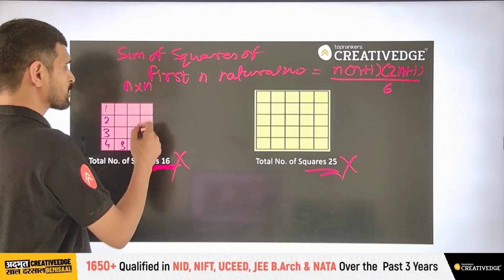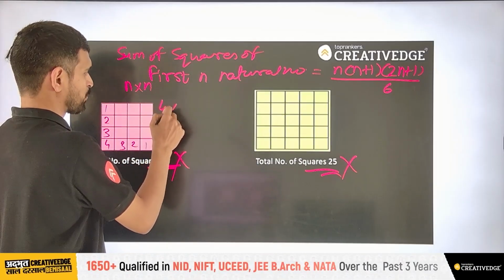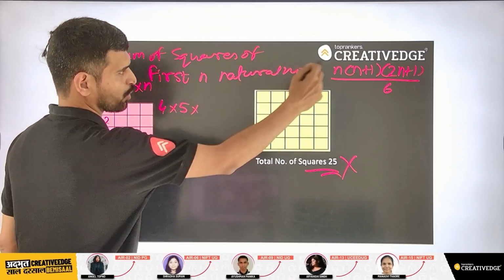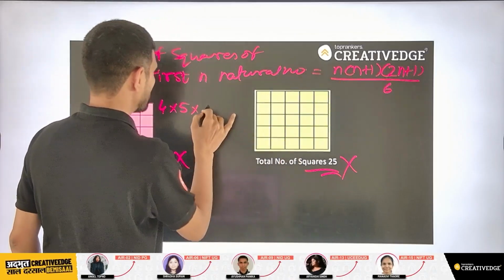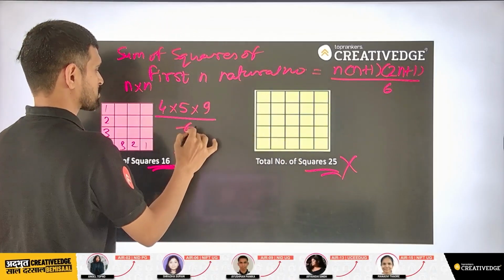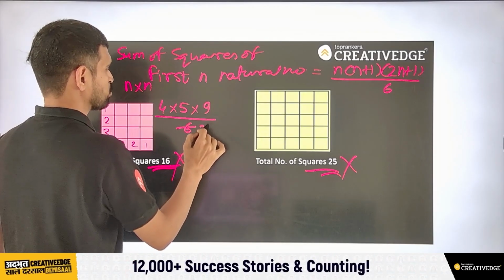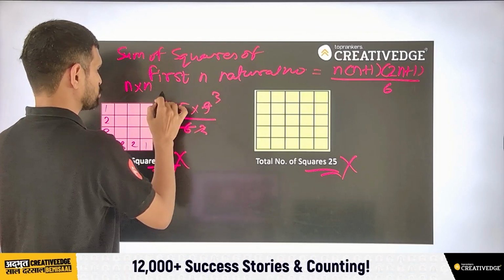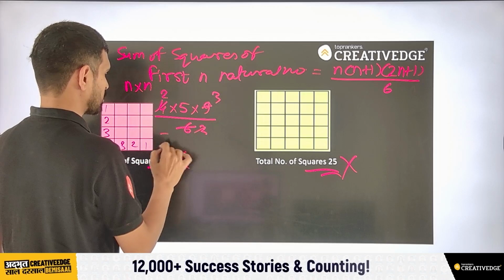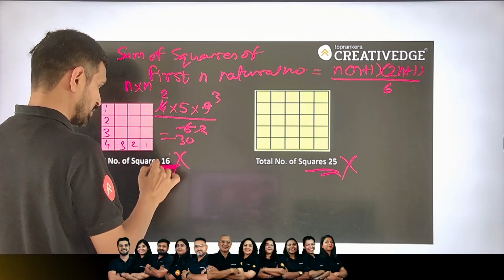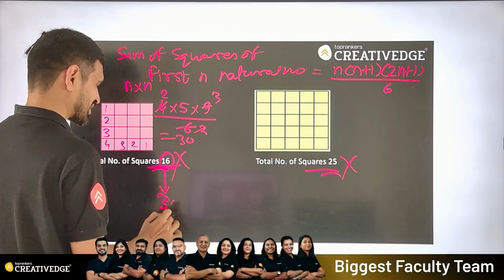In this case, the value of n is 4. So let's substitute: 4 into 5 into (4 into 2 is 8, 8 plus 1 is 9) divided by 6. Three 2s are 6, three 3s are 9, so 2 into 5 is 10, into 3 is 30. So the answer will be 30, not 16.